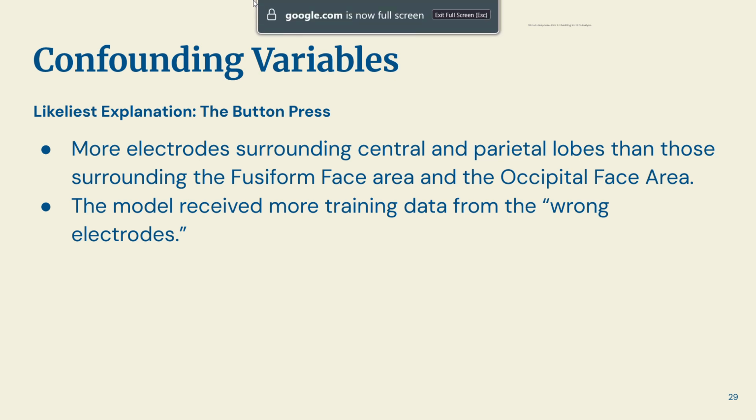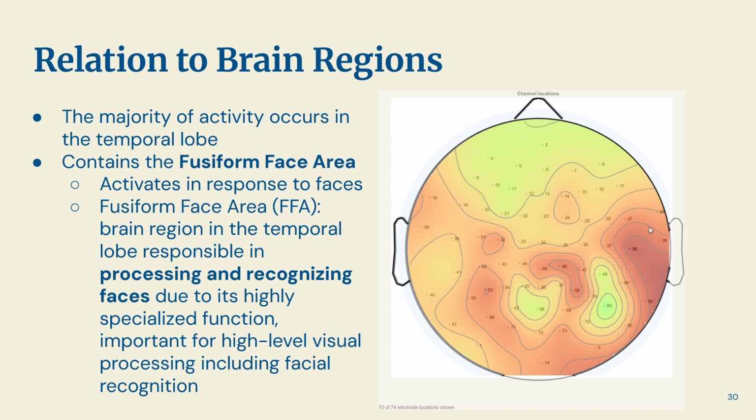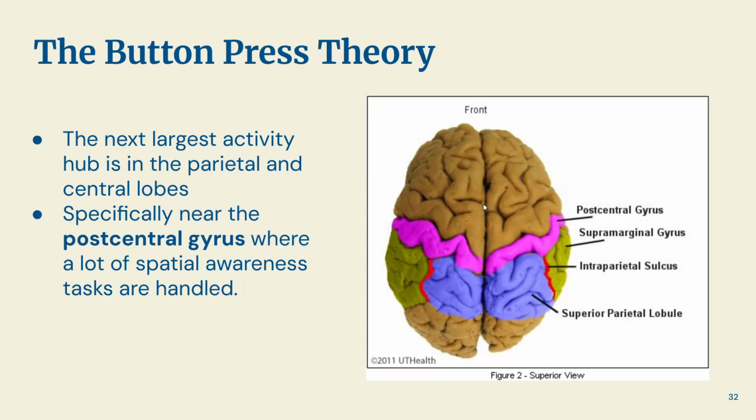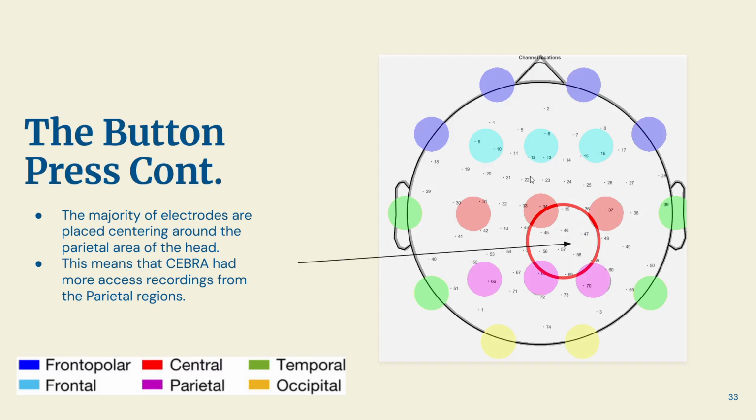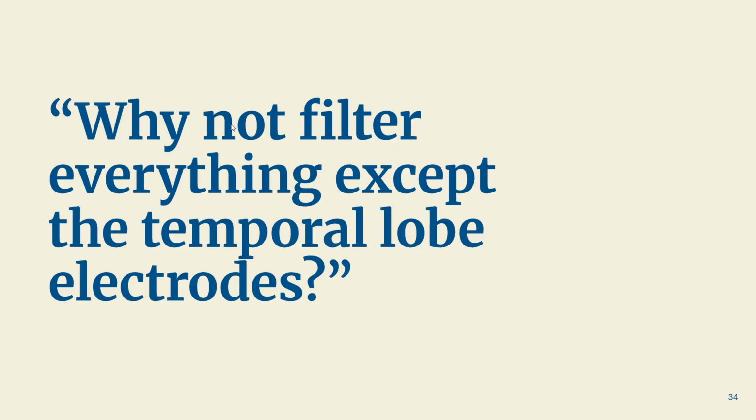We have one likely explanation for this: the model is receiving a lot more training data from the wrong places. As you can see here, even though the largest signal comes from the temporal lobe, the majority of electrodes center around the parietal area of the brain, specifically the postcentral gyrus, where a lot of facial recognition tasks are handled. So what's happening is that Zebra is getting a lot more information from the wrong places, where it's not really thinking that the temporal lobe information is important, despite it actually being pretty important.